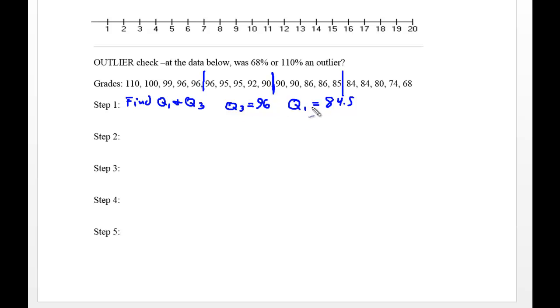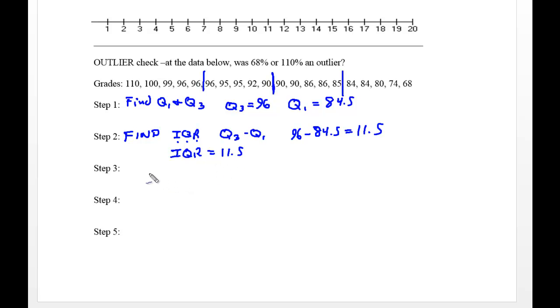So there's my Q1 and Q3, and now we're going to find the IQR, which is what I've been talking about in the previous problem here. The IQR is to take your Q3 minus your Q1, and the IQR stands for interquartile range. Inside the quartiles, their range. So you take your 96 minus your 84.5, and that will give you an answer of 11.5. So that is your IQR.